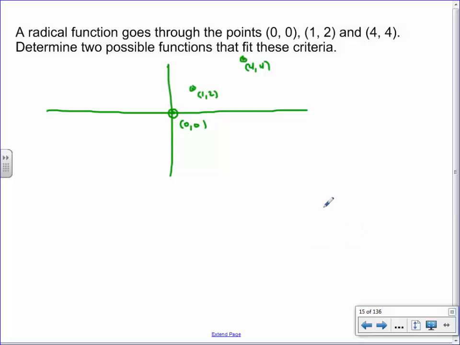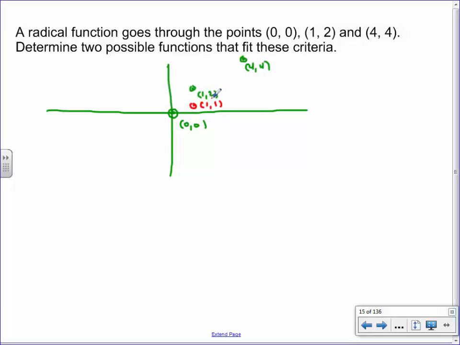Well, on your good old-fashioned regular square root graph, what does 0 normally go through? 0 normally goes through 0. So that actually hasn't changed. What would 1 normally go through? Normally it would go through 1. So normally it would be at 1, 1. But now it's up at 1, 2.